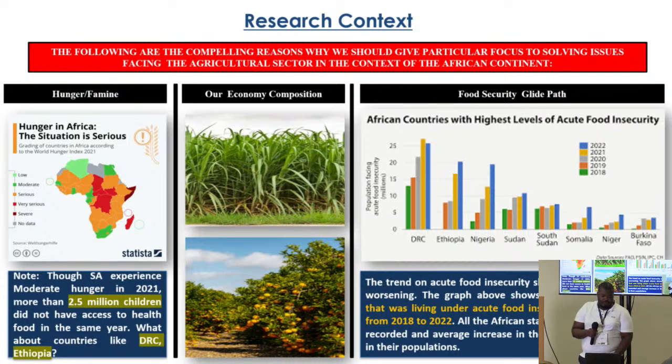data is showing that in 2022, we exported agricultural produce valued at 12.8 billion, and the major contributors were citrus fruits, oranges, sugarcane, and maize. The third reason is the food security glide path. This graph, shown in this slide, investigated the rate of change of food insecurity across different states in Africa. As can be seen, though these states experienced an unequal rate of food insecurity, what is notable is that all of them recorded an average increase.